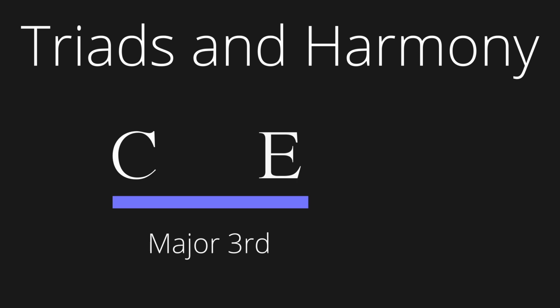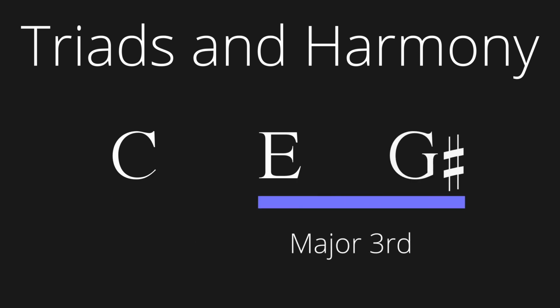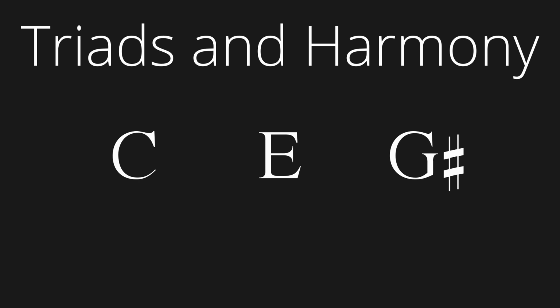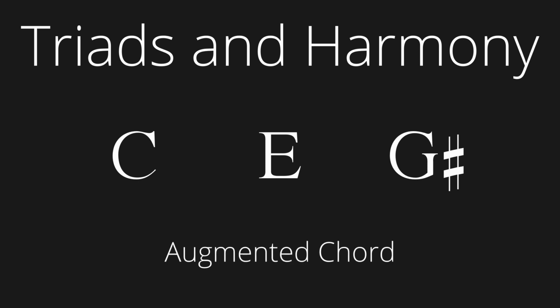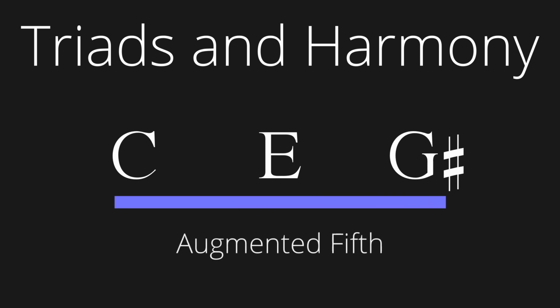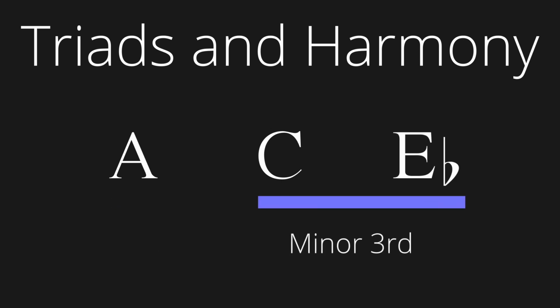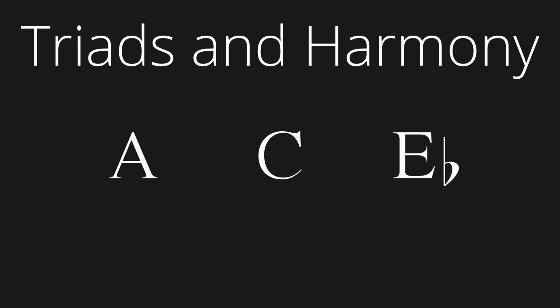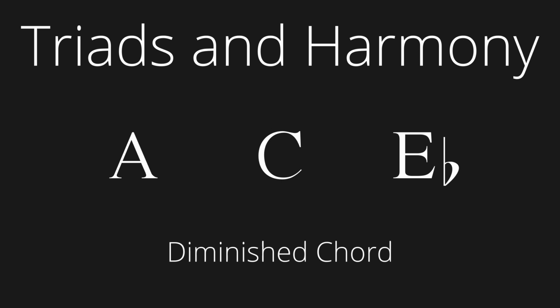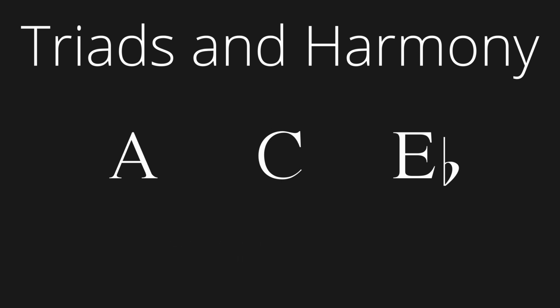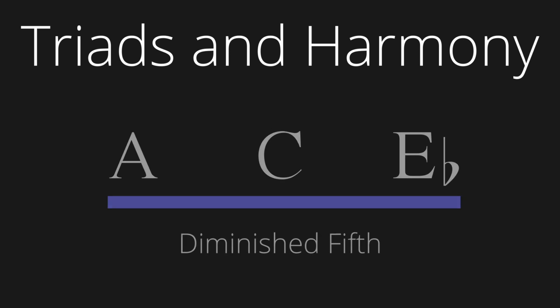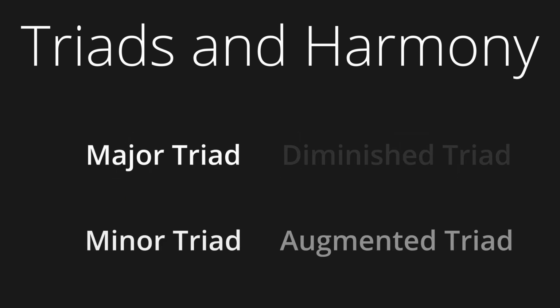Stacking a major third on a major third gives an augmented chord. This chord includes the interval of an augmented fifth. Stacking a minor third on a minor third gives a diminished chord. This chord includes the interval of a diminished fifth. These 4 triads lay the foundation of classical harmony.